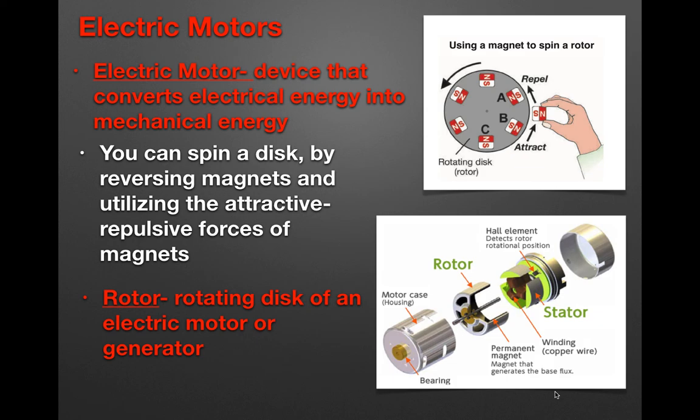So the key to making the rotor spin smoothly is you've got to get your magnet to reverse when the disc is at just the right place. You want the reversal to happen just as each magnet in the rotor essentially passes by.